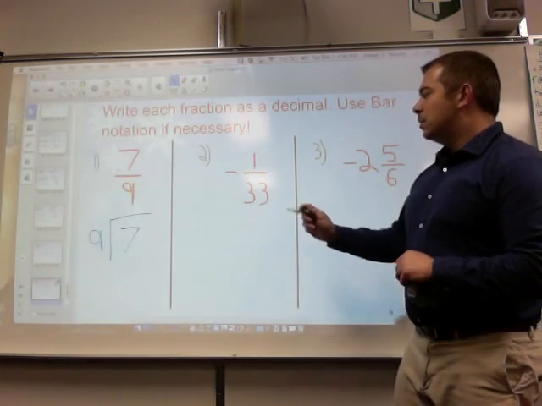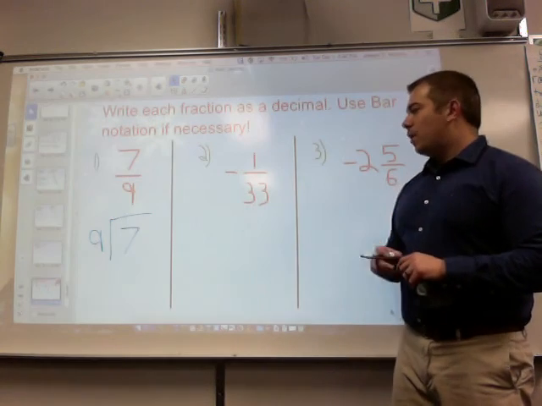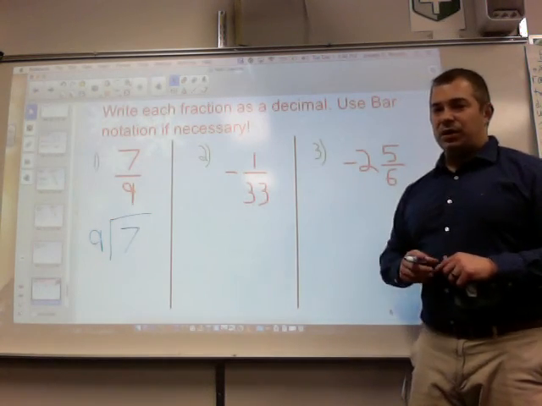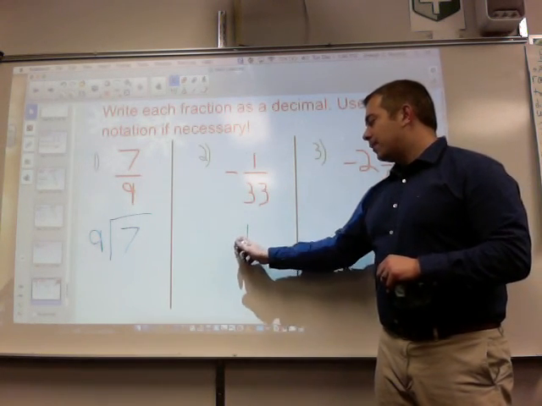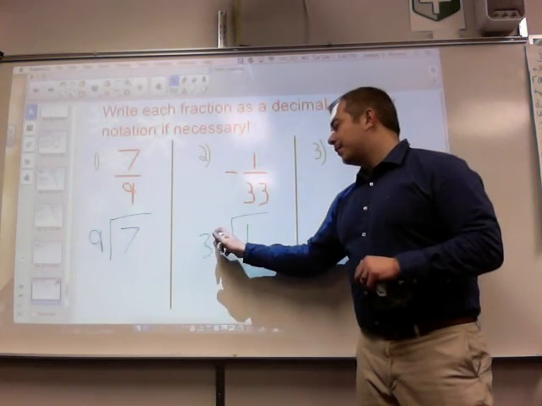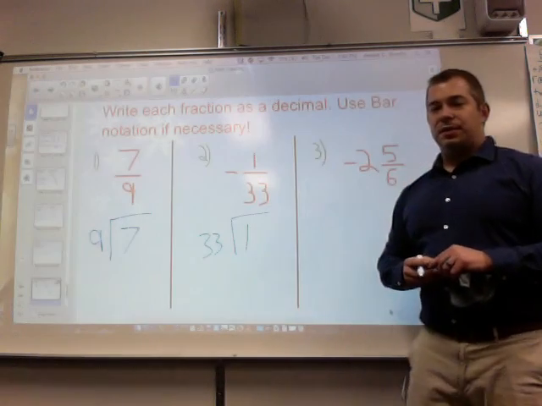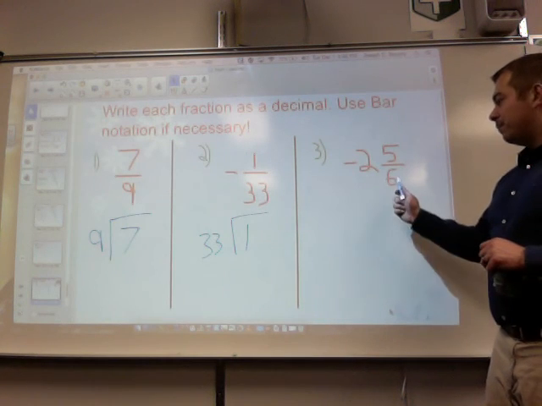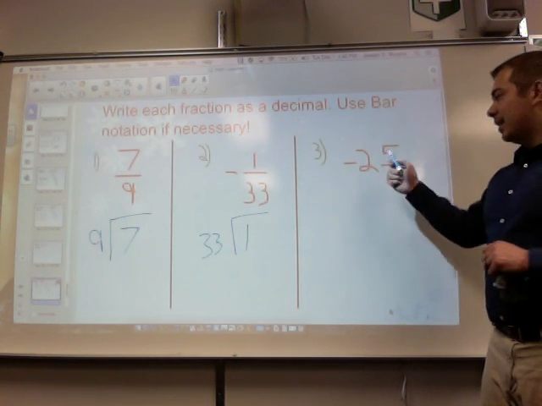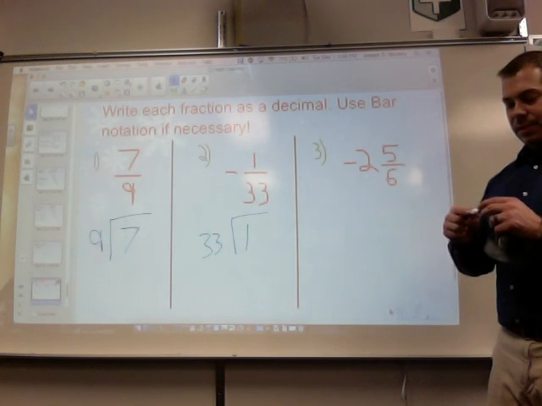Number 2, negative 1 over 33. I'll even start you on this one as well. 1 divided by 33. And don't forget it is negative to put your negative number at the end. Number 3, you're all on your own. I'll give you a little hint. Don't forget to turn this into an improper fraction. We can't deal with mixed numbers.